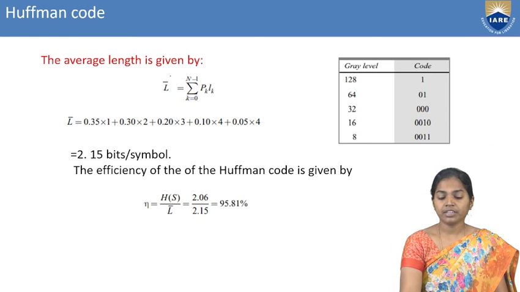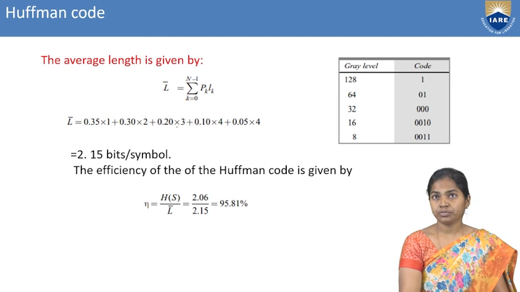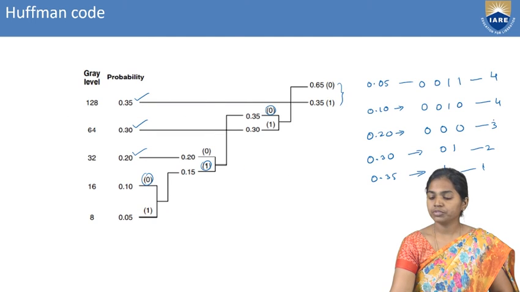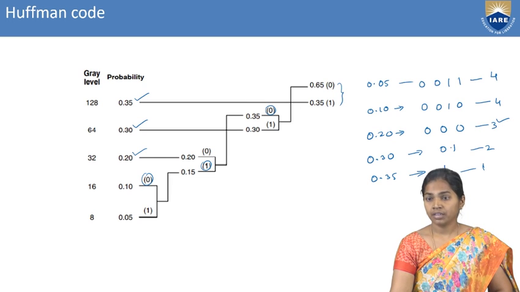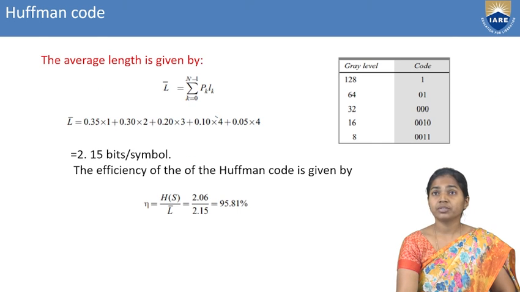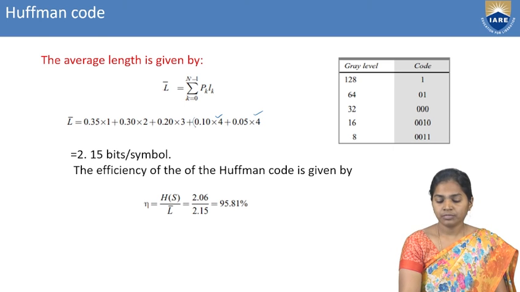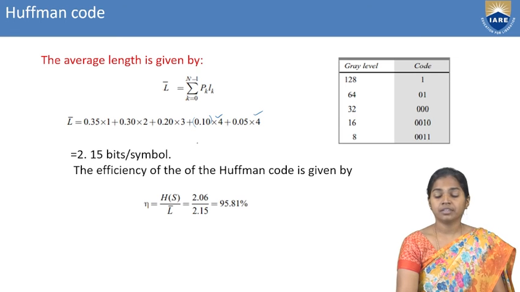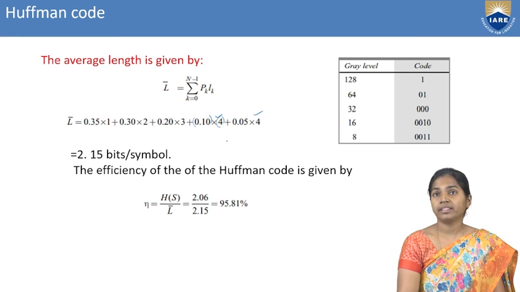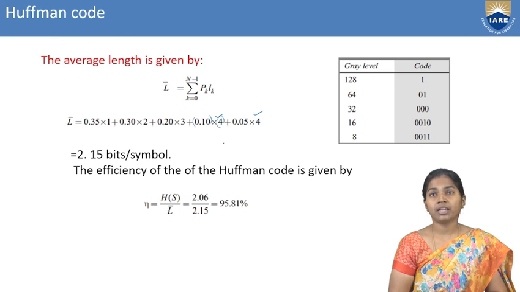The average length is given by L bar equals the sum from k equals 0 to N minus 1 of Pk lk. So here 0.35 into 1, 0.30 into 2, 0.20 into 3, 0.10 is 4, and 0.05 is 4. Here, when the probability value decreases, the length increases. So when the probability value decreases, the code word length increases.